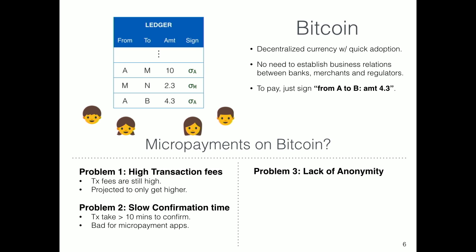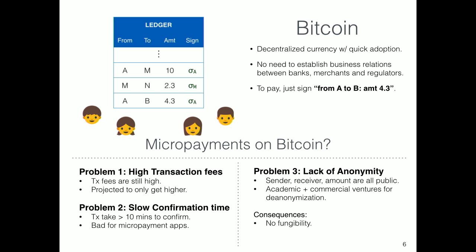And the third problem is that Bitcoin has no anonymity whatsoever. The sender, receiver, and amount of every transaction are all public on the ledger. And there's been lots of interest, both from academia as well as commercial entities, trying to de-anonymize the transaction graph and infer some information about transactions on the network. And the consequences of this are that you don't have any fungibility.